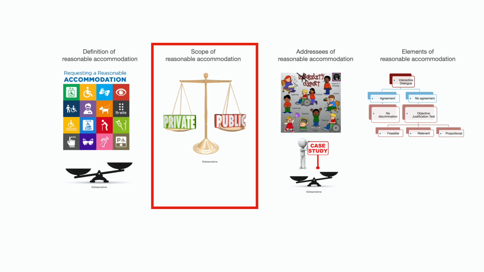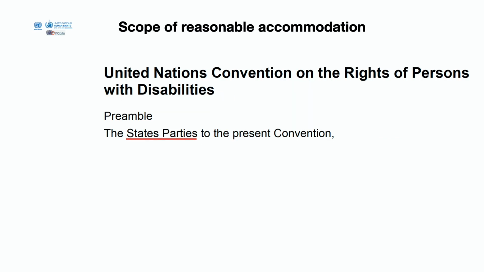What is the scope of reasonable accommodation? Who has to provide reasonable accommodation? Traditionally, human rights treaties are addressed to state parties and require state parties to undertake actions to enforce or to enhance the human rights of a particular group.